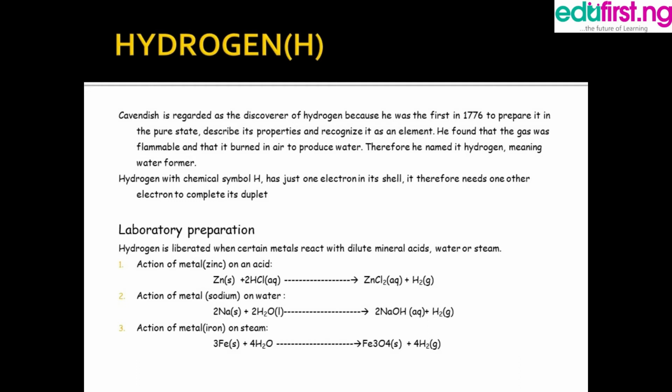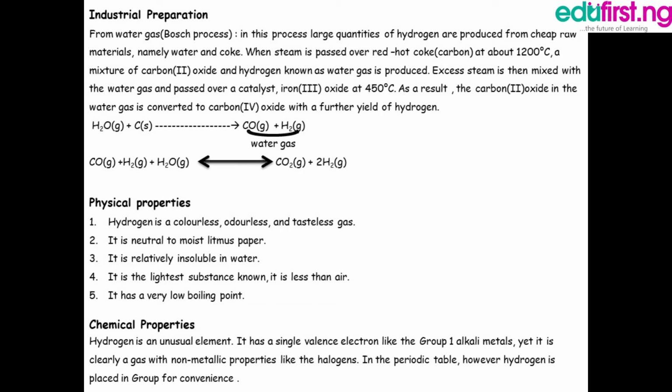All right, so we move to the industrial preparation of hydrogen. How can hydrogen be prepared in industries? Have you ever heard of the batch process? That is the process with which hydrogen is produced in industry. And of course, you know that industries produce things in large quantities. So the way we produce in the lab will be different from the way that it is produced in industries.